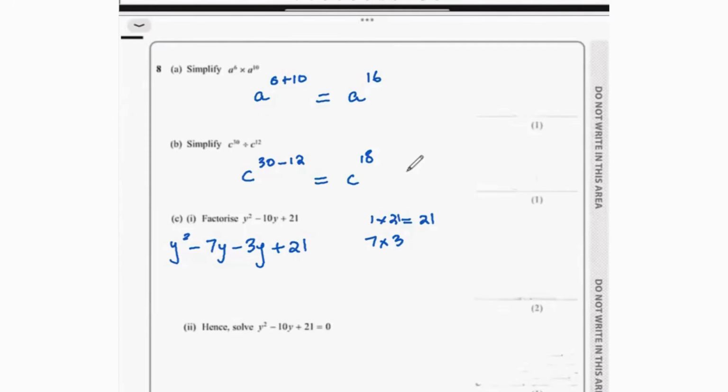As you can see, everything else is the same. What has changed is that the middle term has been split into 7y and 3y. Now we factor by grouping. The first two terms make one group and the last two terms make another group.